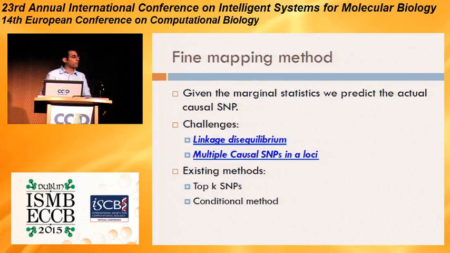So the LD makes the problem very hard. And the other thing that people usually ignore is that in one loci, you can have more than one causal variant. So before, what biology people were using were two simple methods. One of them was the top k SNPs. This method picks the most significant SNPs based on their significance level. Now, if k is 1, you pick only 1. If k is 10, you pick the 10 most significant SNPs, and you consider them causal. The other method that they have recently used is the conditional method, which I will explain in the following slide.